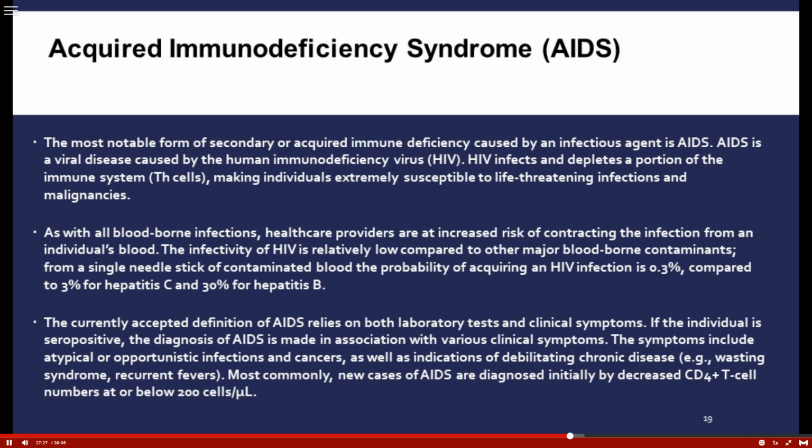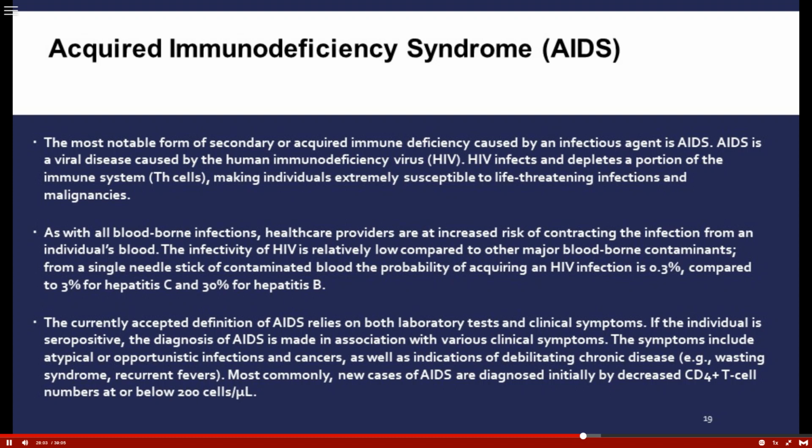Acquired immunodeficiency syndrome. This is, of course, the most notable form of a secondary or acquired immune deficiency. It's caused by human immunodeficiency virus, HIV. We know that this depletes those TH cells. But the other thing that we do know is that it is blood-borne. It is a blood-borne infection. And healthcare providers, we are at risk for this, particularly with needle sticks. And of course, there are so many mechanisms in place to protect us now from needle sticks, but it can still happen.